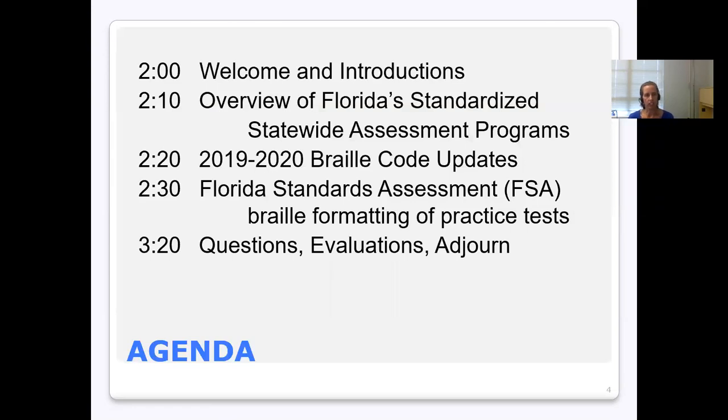Today, our rough agenda is going to be the welcome and introductions, and then at about 2:10 or earlier, we want to cover the overview of the Florida Standardized Statewide Assessment Program, so you have an idea of the scope and what is entailed in that. At 2:20, we'll get to the 2019-2020 Braille Code updates, and then we'll go into the Florida Standards Assessments (FSA) Braille formatting of the practice tests, because I can use practice tests since they're not secure material. And then we're going to have questions, evaluations, and adjourn.